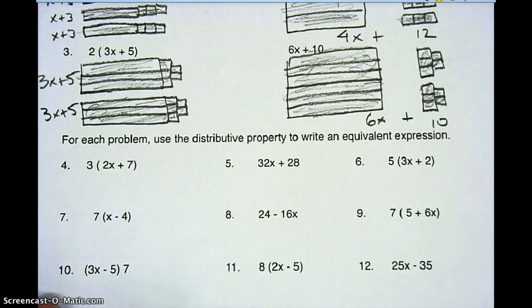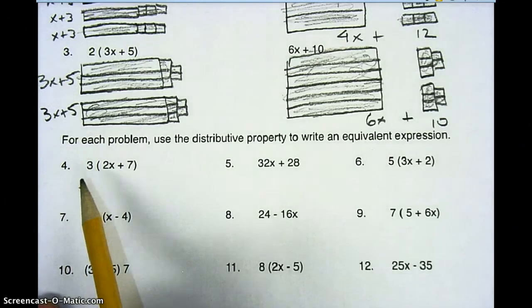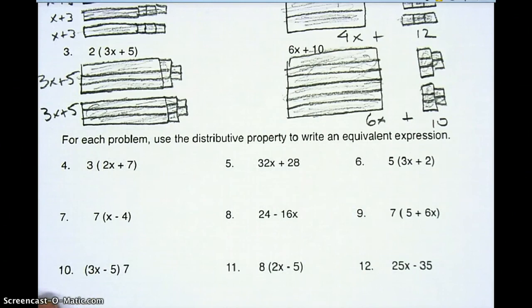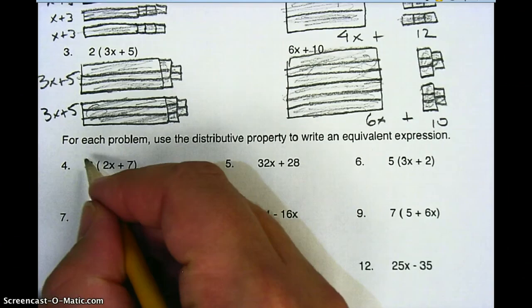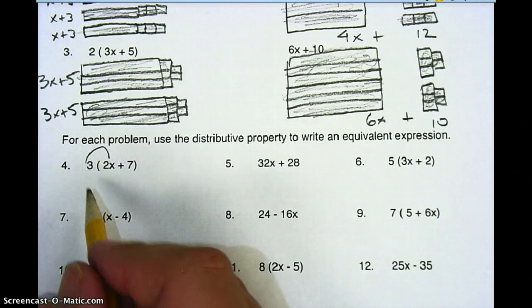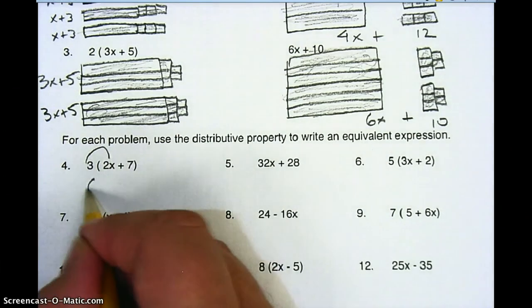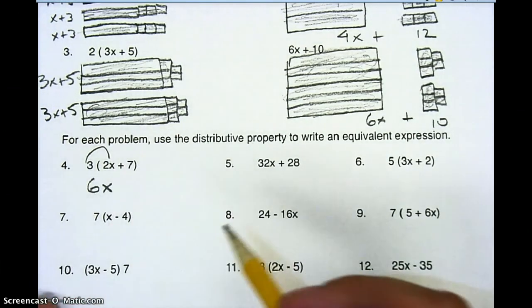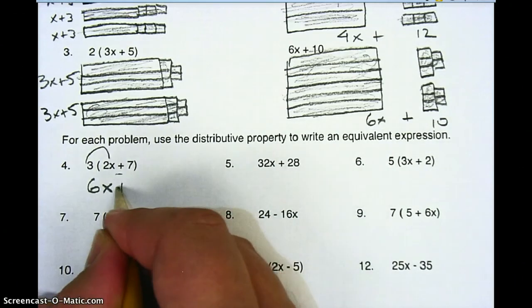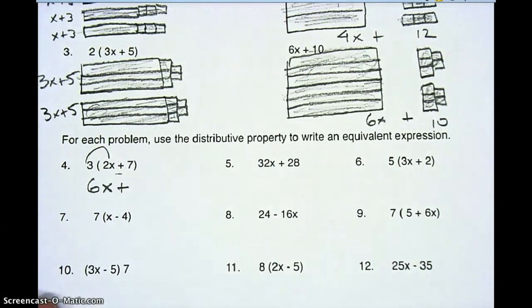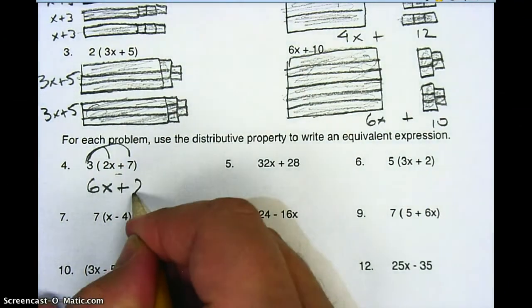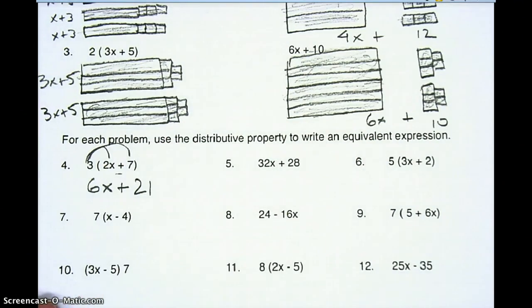But what I'm going to do instead, when I use the distributive property, I take that 3 and I multiply it by everything inside the parentheses. So when I do that, I'm going to take the 3 times the 2x. Well, 3 times 2 is 6, so 3 times 2x will be 6x. Then I do the exact same thing. Since it's a plus sign in between here, I have to have plus in there. And then I take 3 times 7. 3 times 7 is going to be 21. So this becomes 6x plus 21.